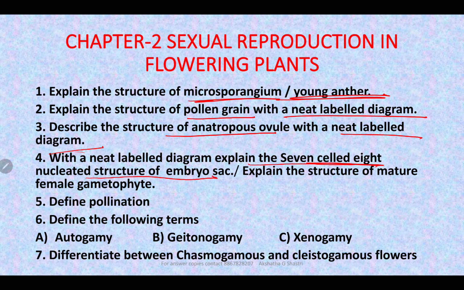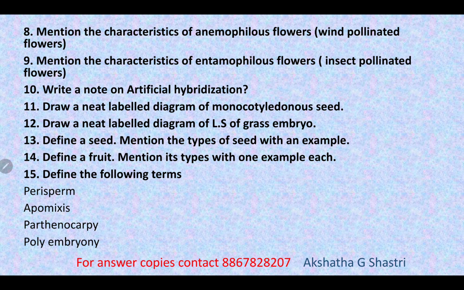Or else they may also ask like this: explain the structure of mature female gametophyte. Define pollination. Define the following terms: autogamy, geitonogamy, xenogamy, and differentiate between chasmogamous and cleistogamous flowers. Mention the characteristics of anemophilous flowers, or else they may also ask as wind pollinated flowers directly. And characteristics of entomophilous flowers or insect pollinated flowers.